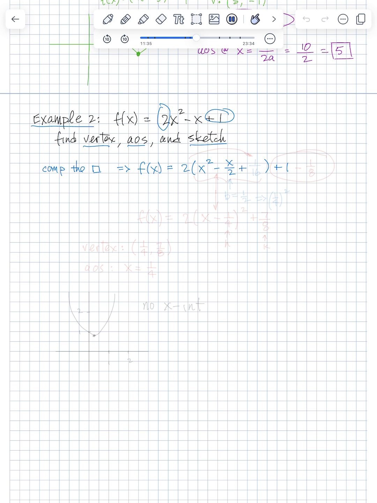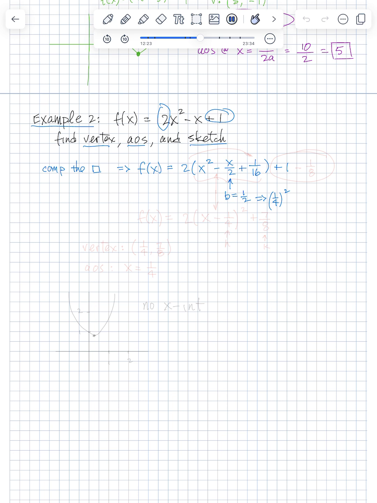So now, if we were to stop right here and just multiply the 2 times the x squared, we get the original 2x squared. If we multiply 2 times a negative x over 2, we just get a negative x. So we haven't changed anything. Now this is b. b is 1/2. And so we want to take half of that and square it. So half of b is going to be 1/4. And we're going to square 1/4. That's going to be 1/16.